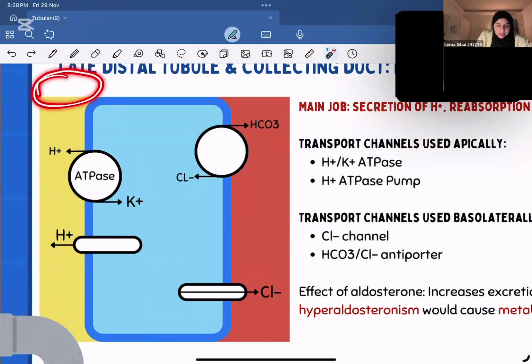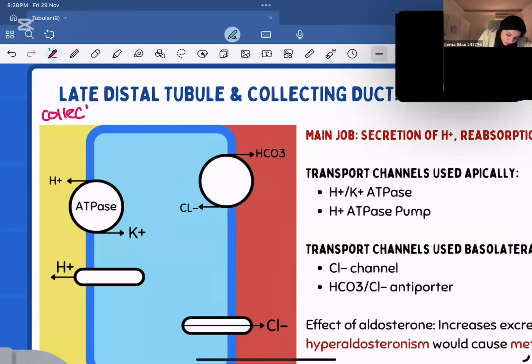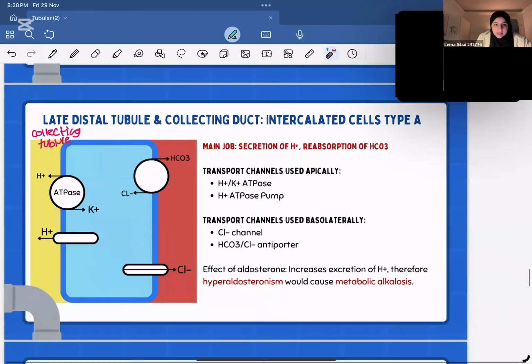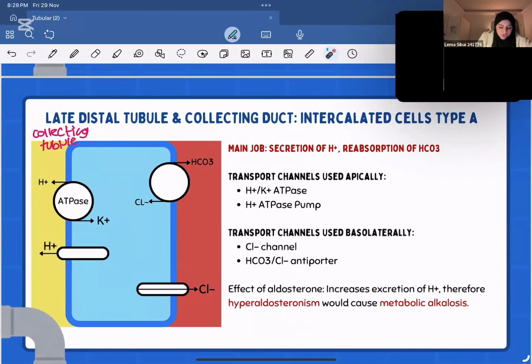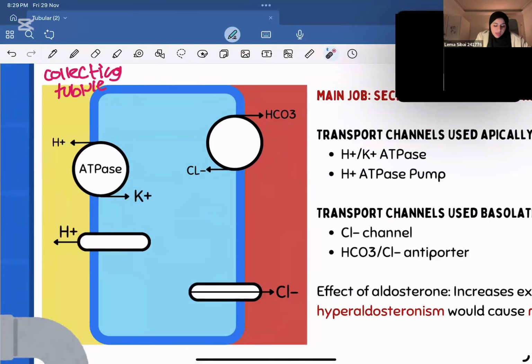At this point, you're looking at the collecting duct, by the way, because this is where the late distal tubule is throwing all its junk into. You're looking at the collecting tubule. Okay. So the whole point of the intercalated cells, specifically type A, is to excrete hydrogen and to reabsorb bicarbonate, okay? And so the channels that are listed on the apical side are a hydrogen potassium ATPase pump and a hydrogen channel that moves directly into the tubular fluid, okay? And on the basolateral side, you have a bicarbonate and chloride antiporter and a chloride channel.